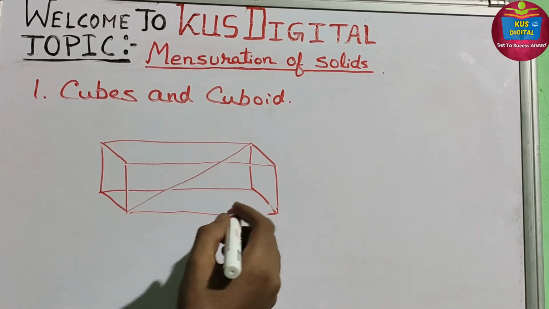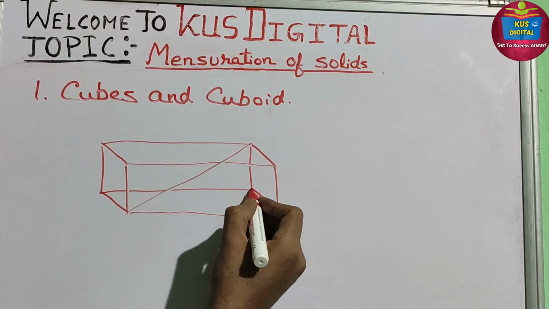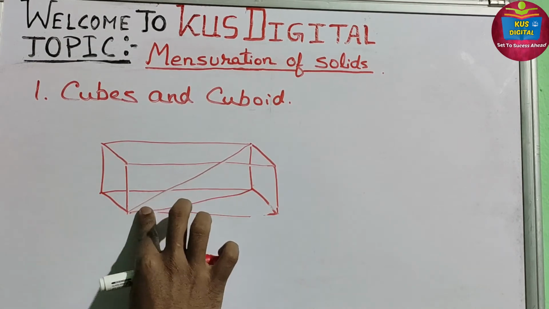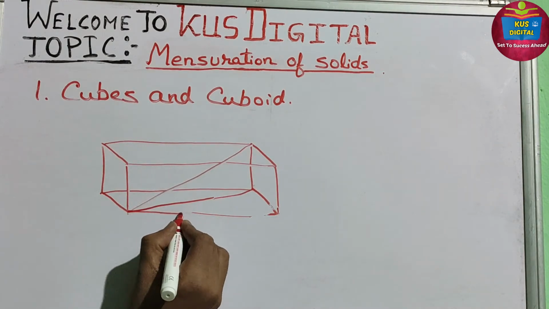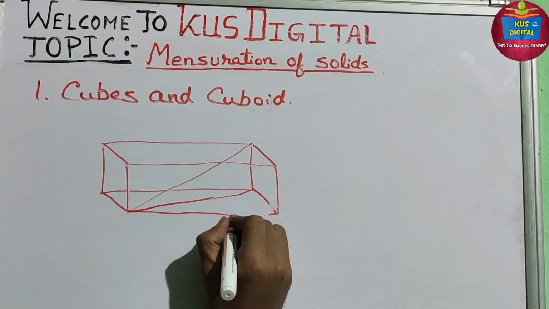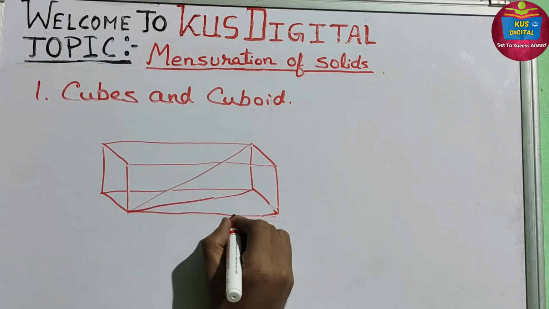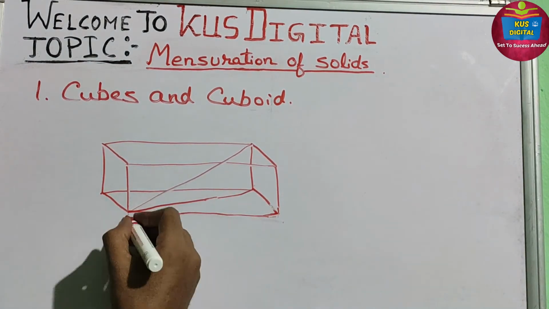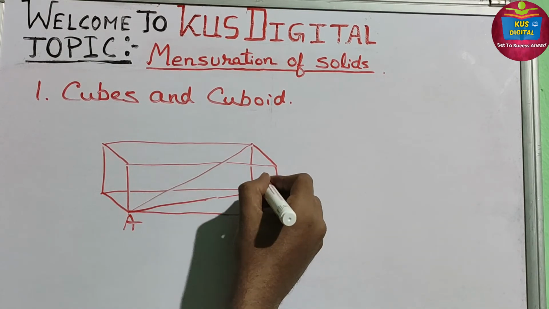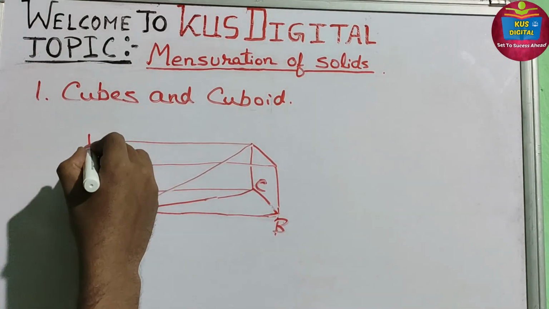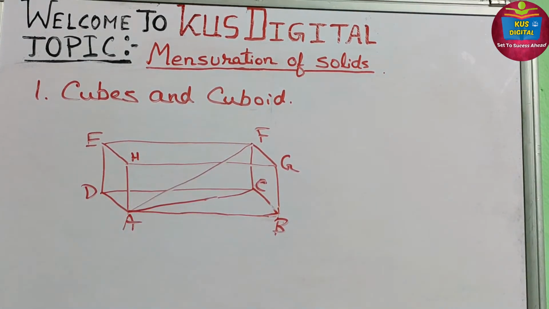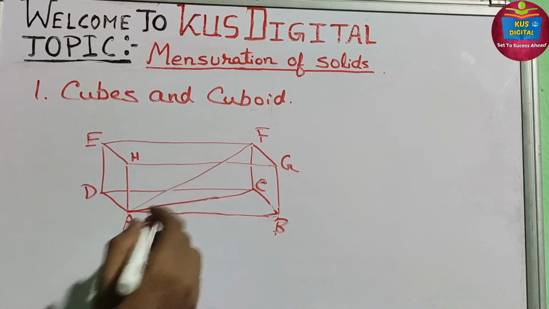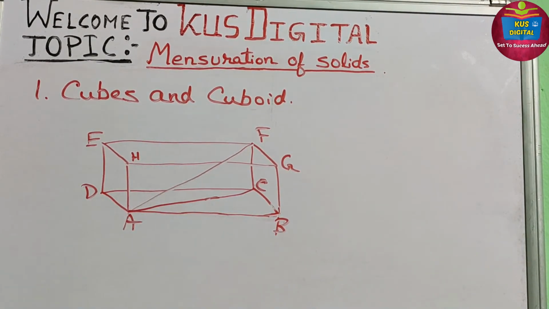So we have to basically first find out what? First find out this length. Let me name it first: A, B, C, D, E, F, G, H. First of all, to find out the diagonal of a cube, you need to first find out the diagonal of the surface, that is the base.